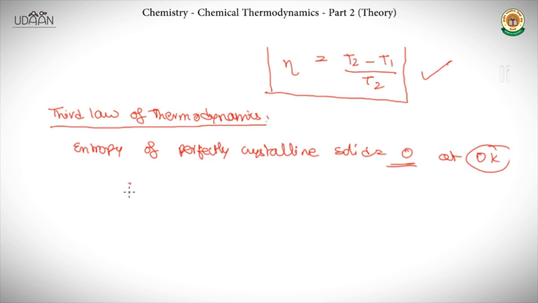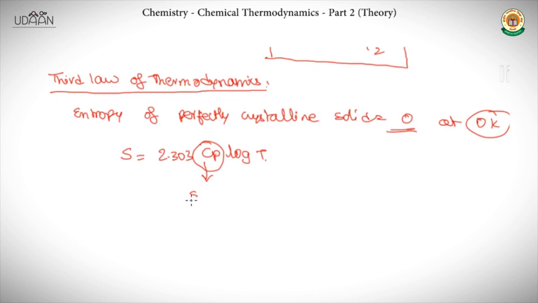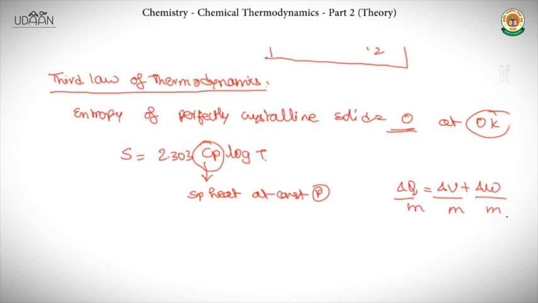Here just remember one formula, that is the entropy correlation: S equal to 2.303 Cp log T. Remember this. And what is Cp here? This is the specific heat at constant pressure. And we know delta Q equal to delta U plus delta W. We are doing the reaction at constant pressure. So if we divide it by mass, that becomes specific. So in the case of constant pressure, delta Q by M, we call it Cp.